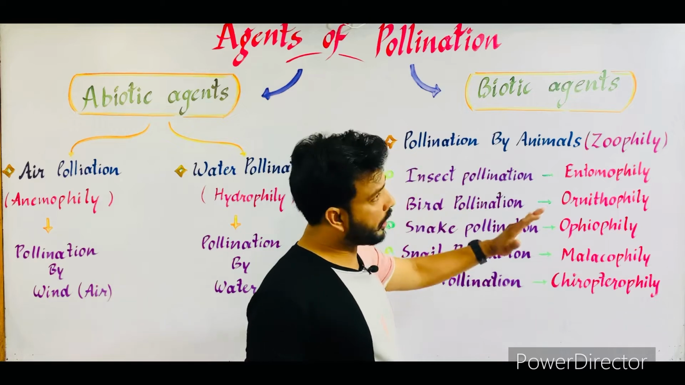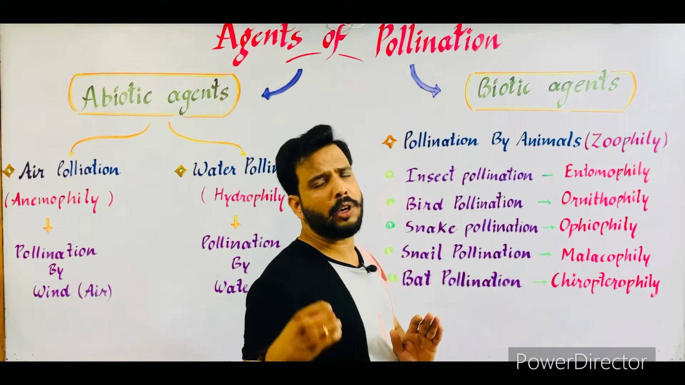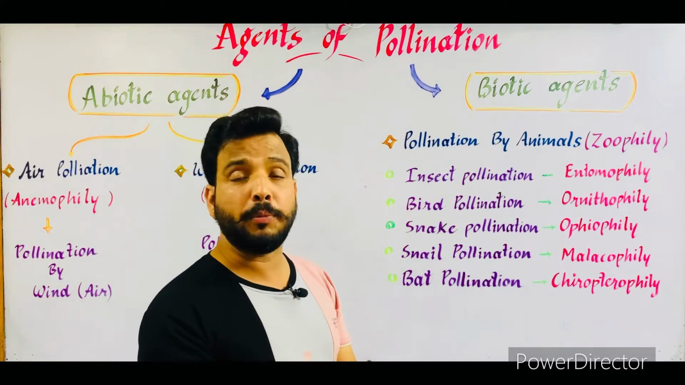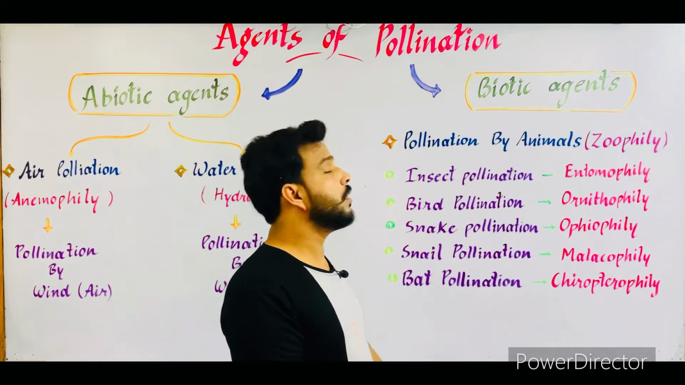So when the pollen grains of one flower move from the anther towards the stigma of a different flower with the help of any animal, it is known as zoophily.